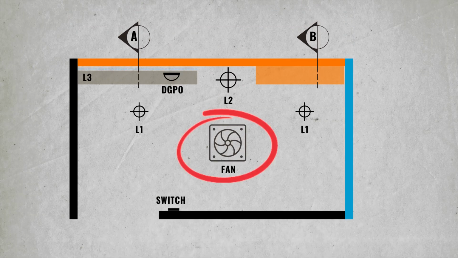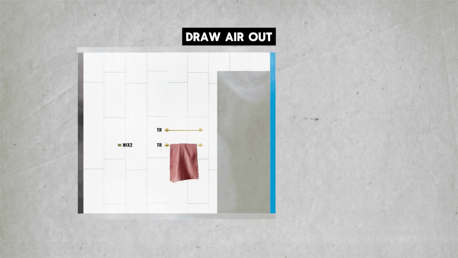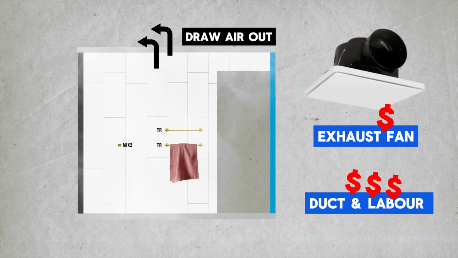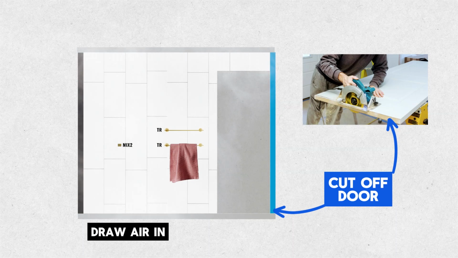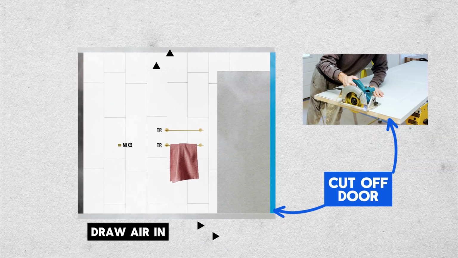Now, building codes require mechanical exhaust in bathrooms. This means a fan is required that draws stale air out of the bathroom, which are relatively inexpensive. However, the labour to install duct and grills can be more costly, so it's worth considering your options early. Another common detail is to cut half an inch off the bottom of the door to allow air to be easily drawn back into the bathroom when the exhaust fan is turned on. This is known as make-up air.